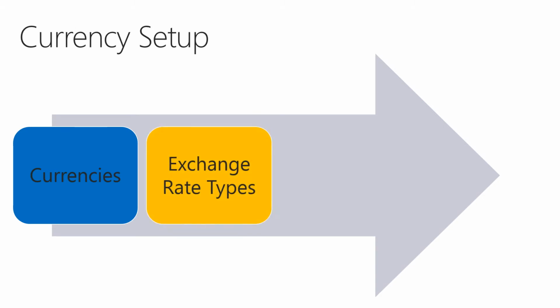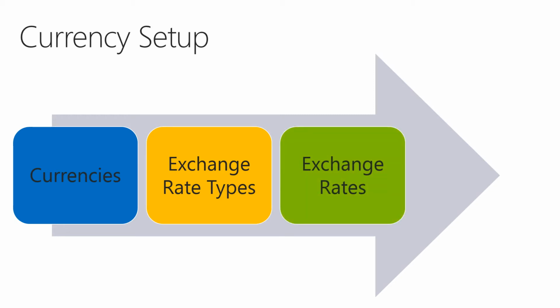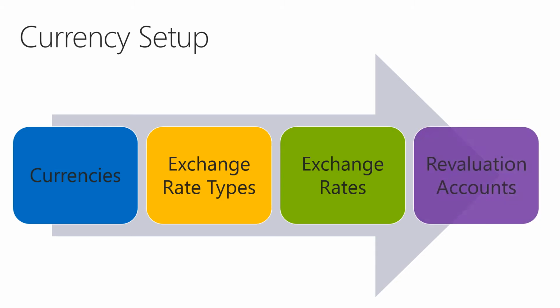There are several things in regards to currencies that need to be set up. We need to determine which currencies we will be transacting in. We need to specify our exchange rate types, which then allow us to set up our currency exchange rates. Once we have determined our currencies, we can then define currency exchange rates between two currencies, also known as a currency pair. And then with our currency setup, we then must designate the default main accounts that will be used during the currency revaluation process. These will determine our gains and losses.